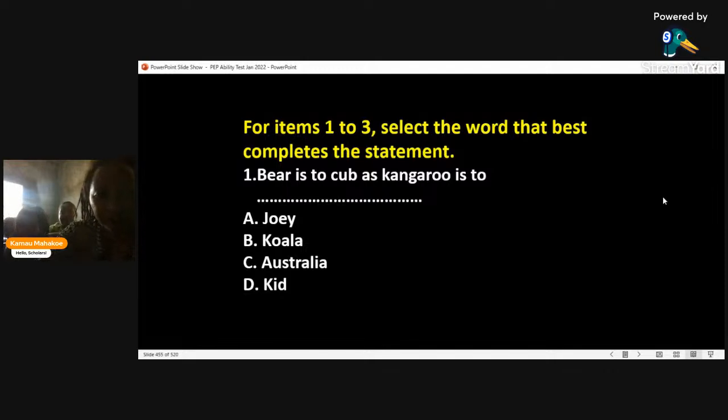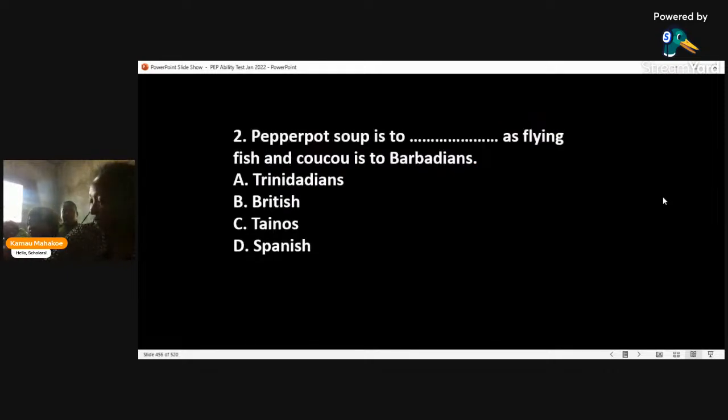Select the word that completes the statement best. It's the kangaroo. Joey. Yeah. So the Joey is the baby kangaroo. The Joey is the baby kangaroo. It's also a name of a boy.